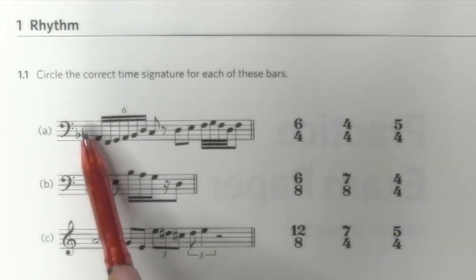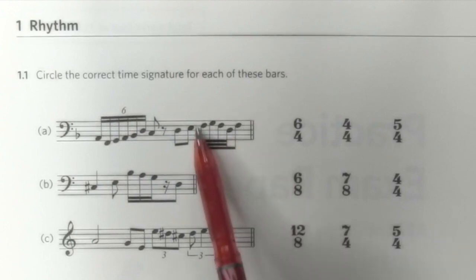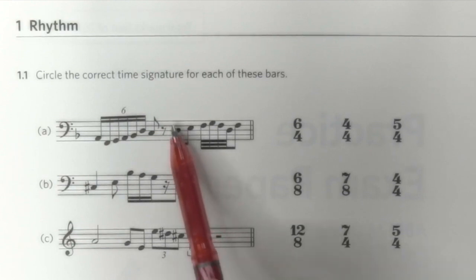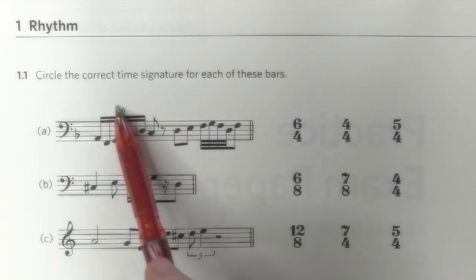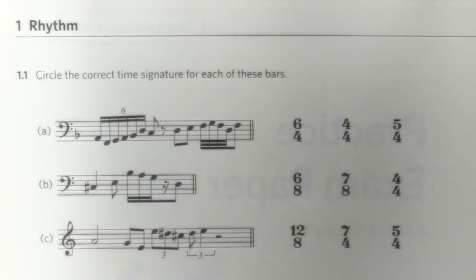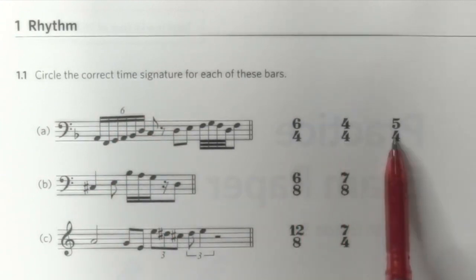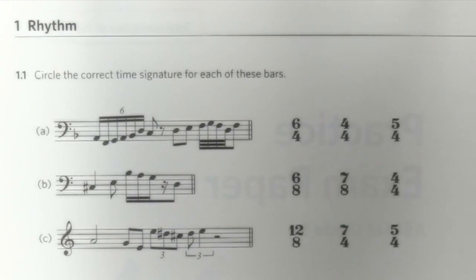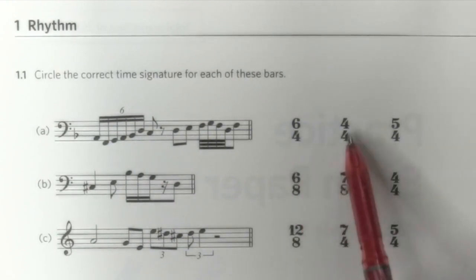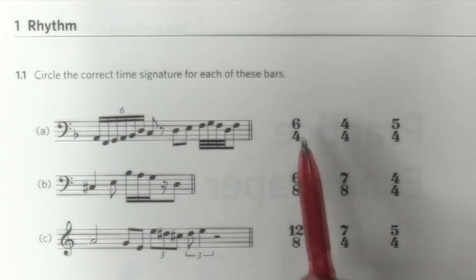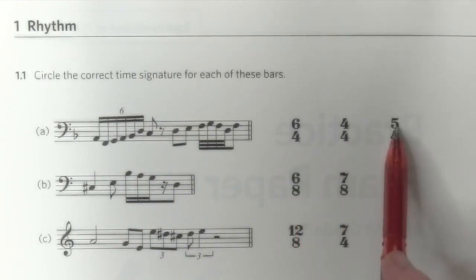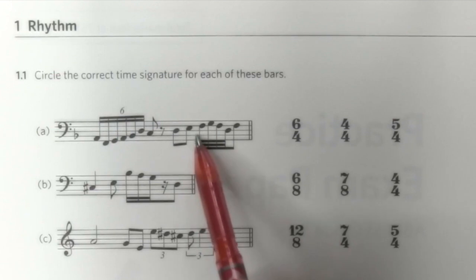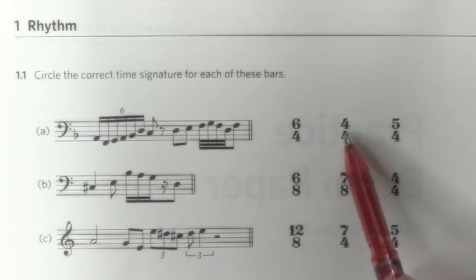In the first bar, we have one group of things, two groups of things, three groups of things, and four groups of things. The options are 6/4, 4/4, or 5/4. And the time signatures here mean basically this. How many crotchets do we have in a bar? Do we have 6, 4, or 5 crotchets? That's the thing. So I see 4 groups of things. If each of them is a crotchet, the answer is 4.